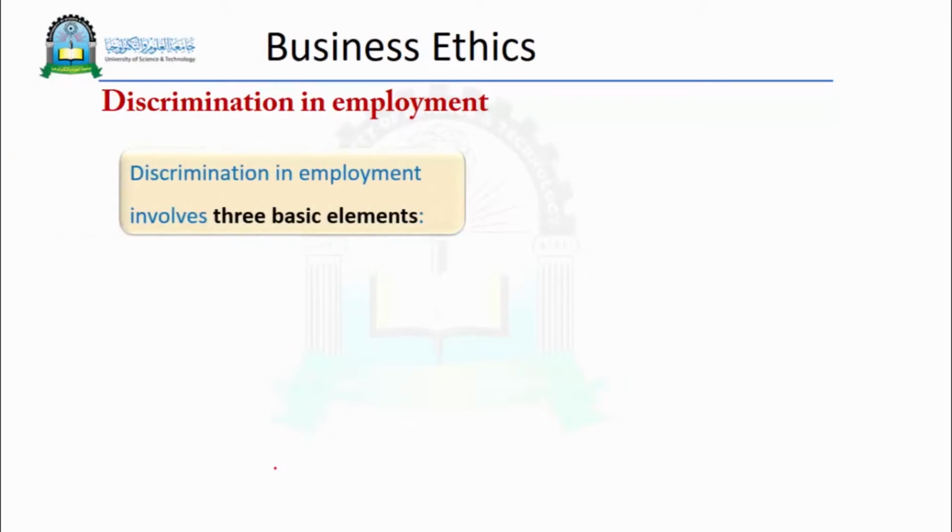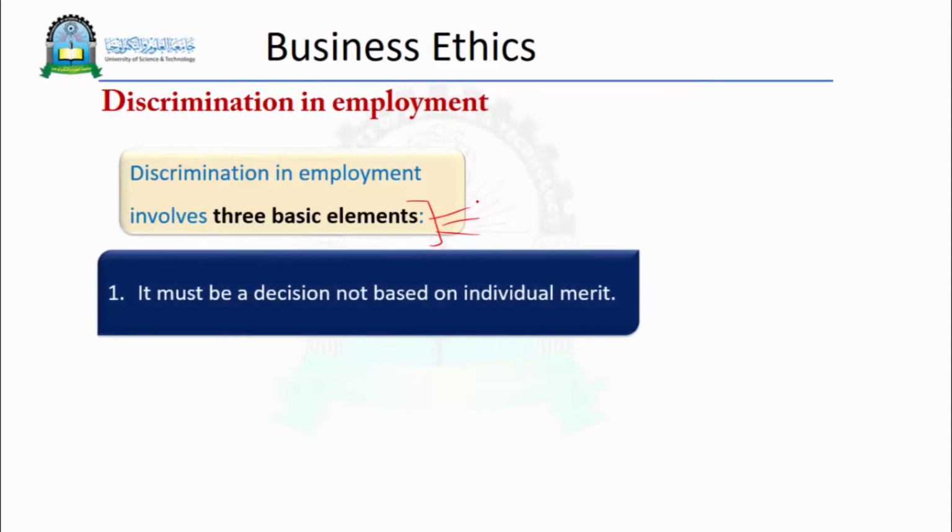So discrimination in employment involves three basic elements. These are the elements that we may find in corporations as we talk about discrimination. First, if you have discrimination in companies, then it must be a decision not based on individual merit. What we mean by individual merit is what the individual, the employee in this case, can do: for example, qualifications, skills, capability, competence. So any decision that is not based on these things means that we have discrimination.